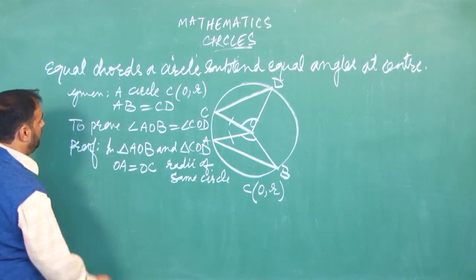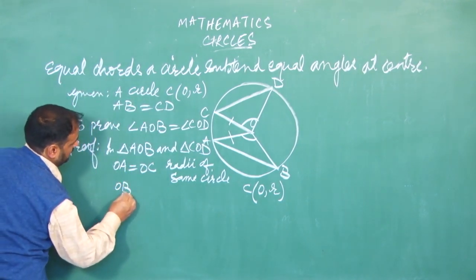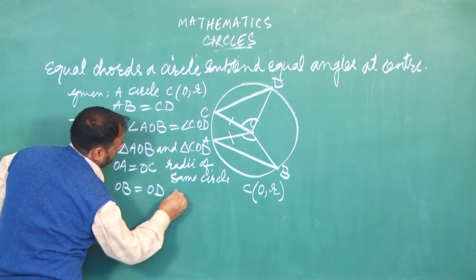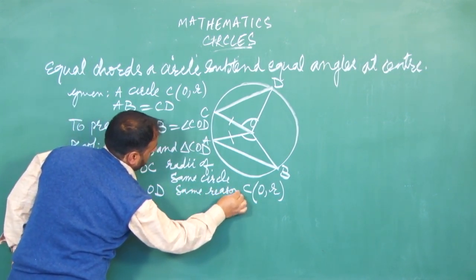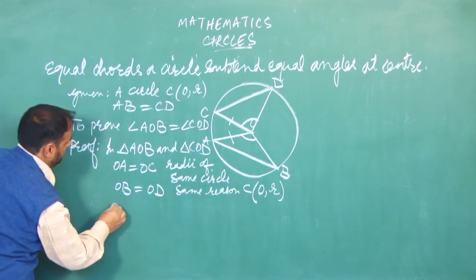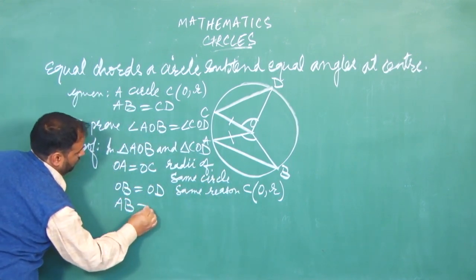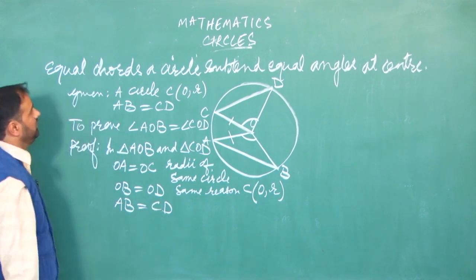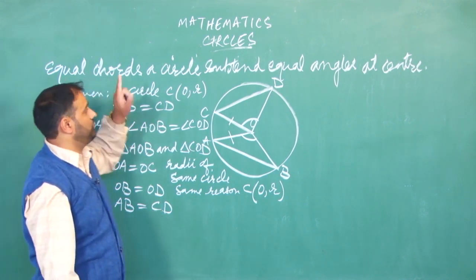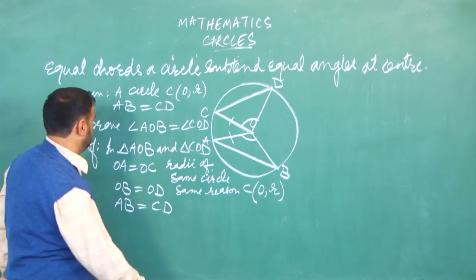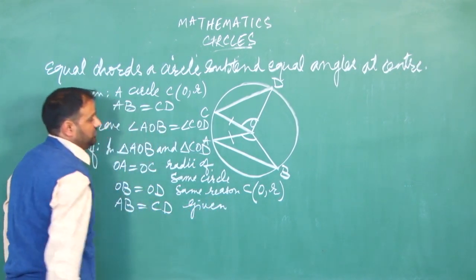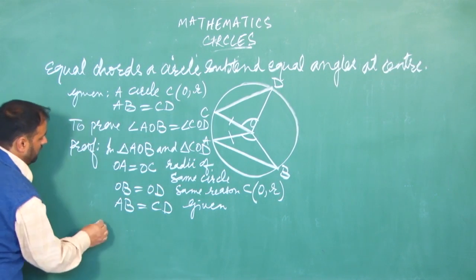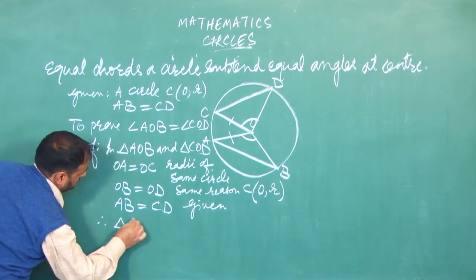Then we have OB is equal to OD. Same reason. Radii of the same circle. And AB is equal to CD. Why is AB equal to CD? Because we are given equal chords of circle. They are equal. So, corresponding to that, we write given. Given in the question. So, the triangles get congruent.